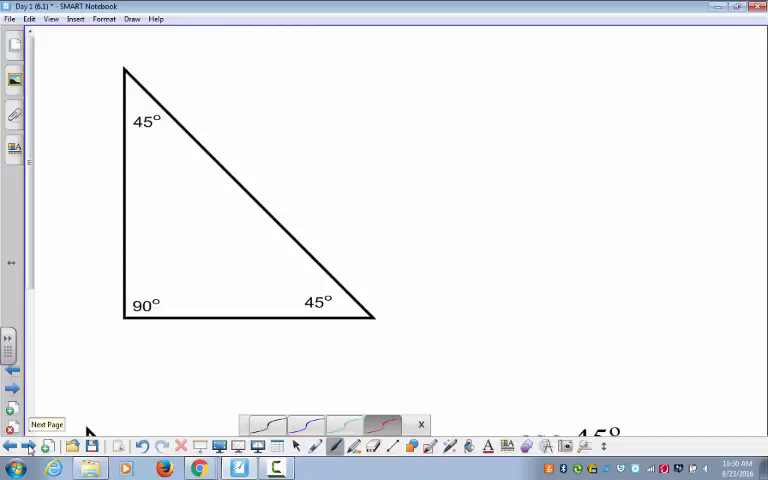Okay, we're now going to focus on a particular triangle. There are two special triangles that we're going to deal with a lot. The first is a 45, 45, 90 triangle. So we want to figure out the 6 trigonometric function values for 45 degrees.